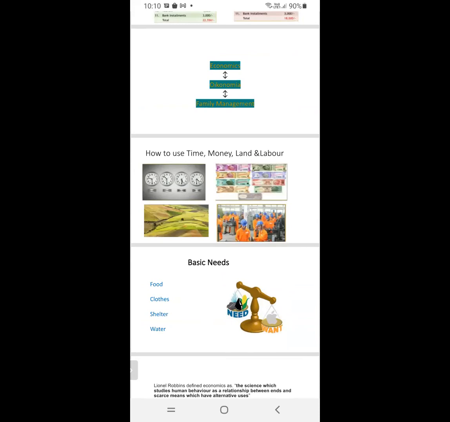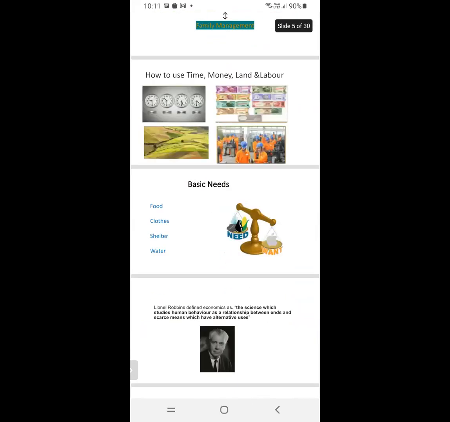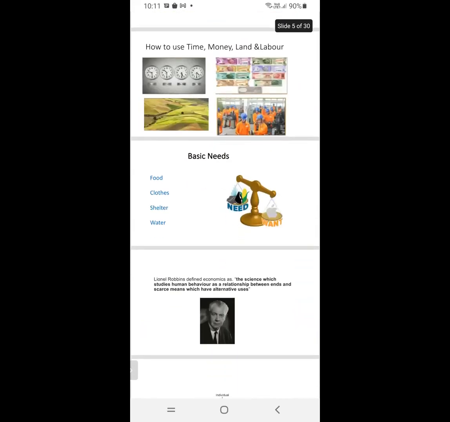So we already know about the basic needs, whatever basic needs we have to recover. We cannot adjust for those things. That is food, clothes, shelter, and water. That is very necessary for our lives.